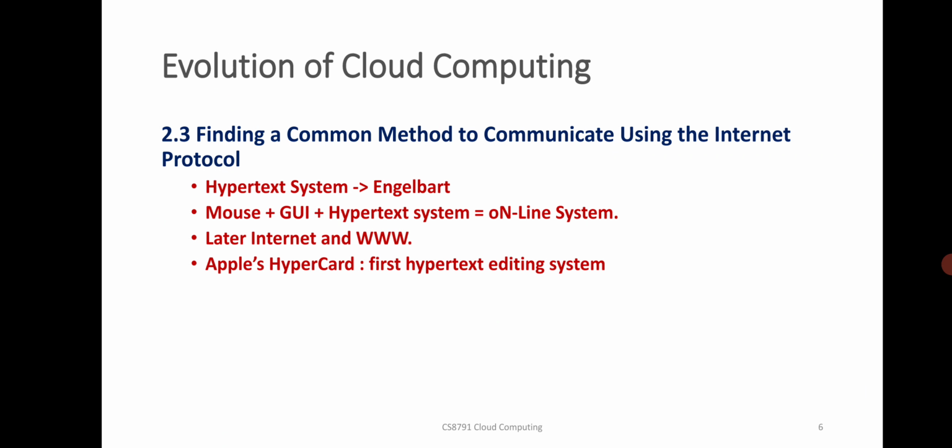The next thing is finding a common method to communicate using the internet protocol. So then HyperText system was introduced. So in that system, Engelbart's technology was used. So online system means mouse plus graphical user interface plus HyperText system. Later, Internet and World Wide Web launched. So Apple's HyperCard also launched. So that is the first HyperText editing system.